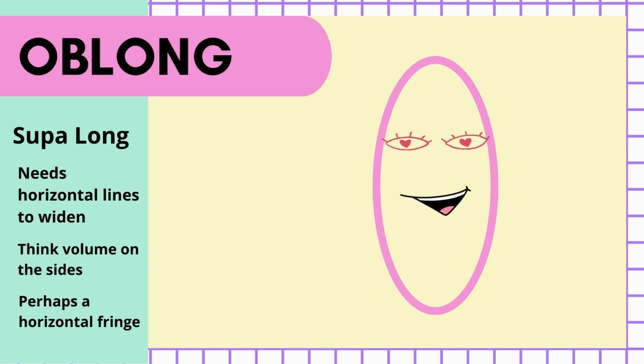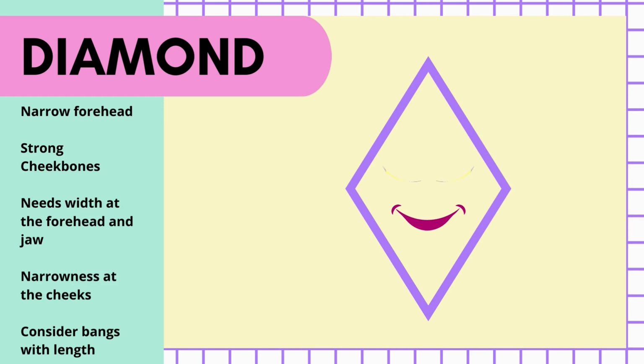Well, think about adding some volume to the sides, perhaps a horizontal fringe. So maybe a strong bang there, right? Maybe a strong fringe horizontal bang there. Maybe a bob. A bob would actually be a really great choice if you have that. It's really in right now to have that part down the middle bob, that kind of thing, right? So that's a great option for something like the oblong face.